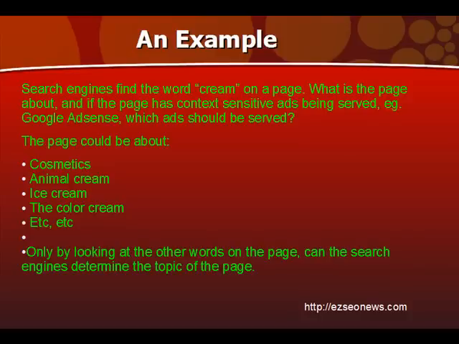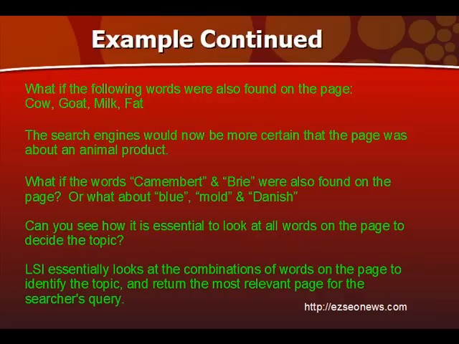The only way to really find out what that page is about is to look at the other words that are found on the same web page. So what if you also had the words cow, goat, milk and fat on that page with the word cream? The search engines will now be a lot more certain of what the page is about, but there could be other words on that page which narrow down that niche. For example, if the page also contains the word camembert and brie, there's a good chance that that page is about soft cheeses from France.